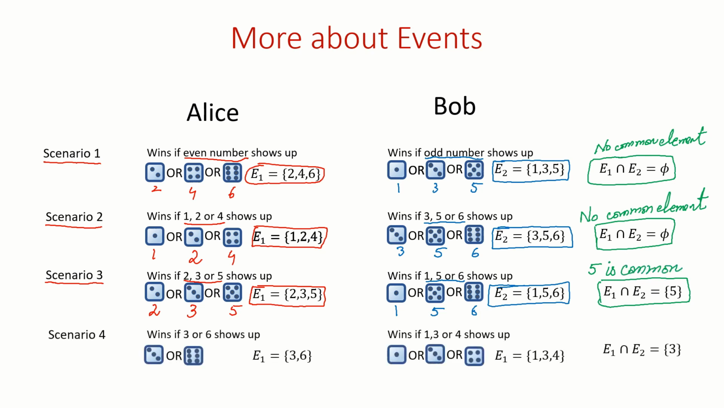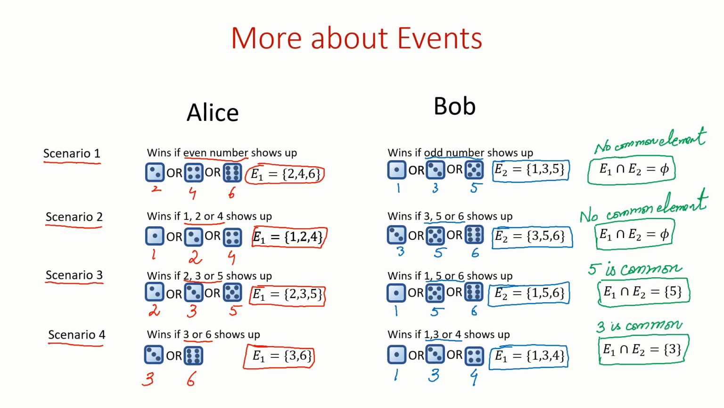In the fourth and the last scenario, Alice will win if 3 or 6 show up and Bob will win if 1, 3 or 4 show up. In this scenario, the 2 events have 3 as a common element. These are the 4 different scenarios that we will discuss one by one.